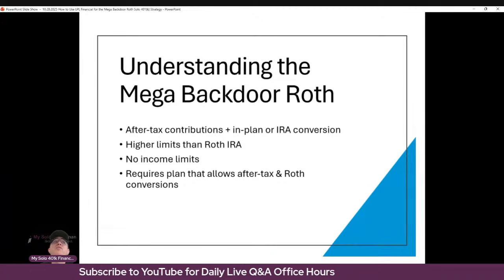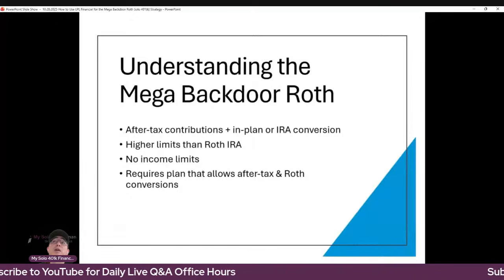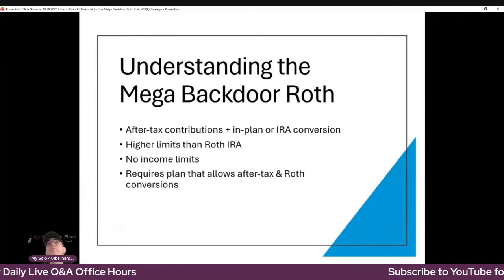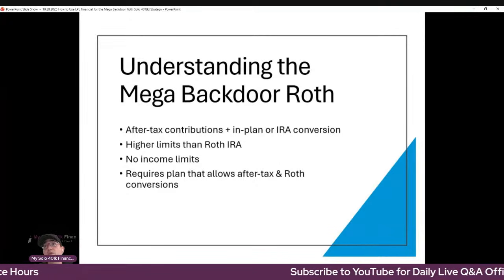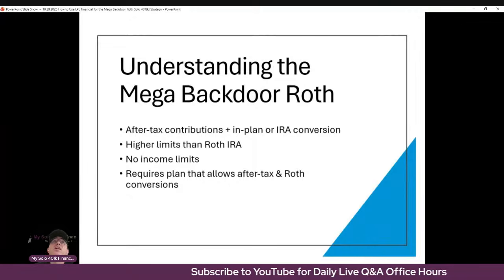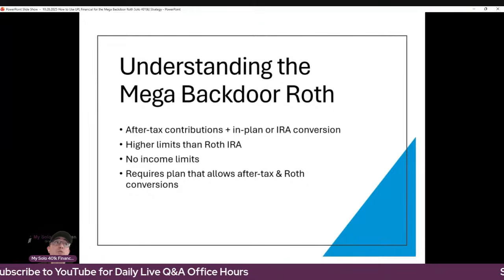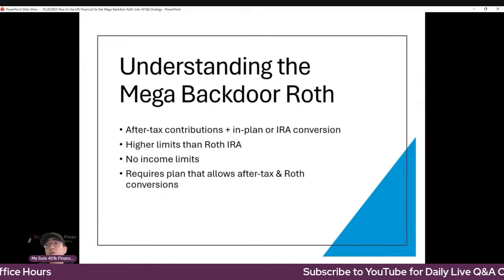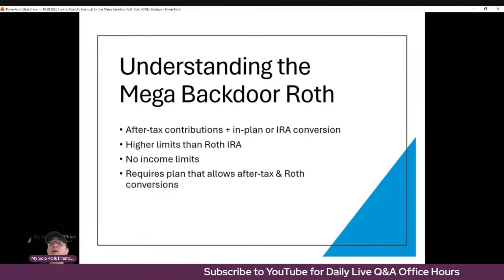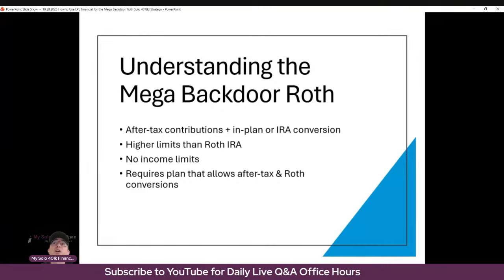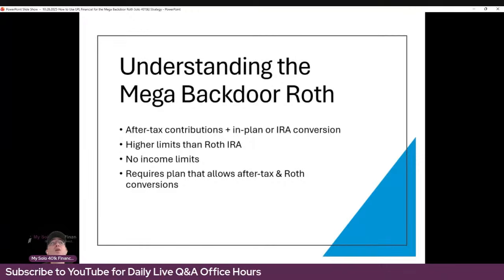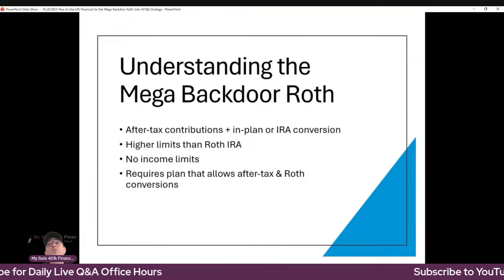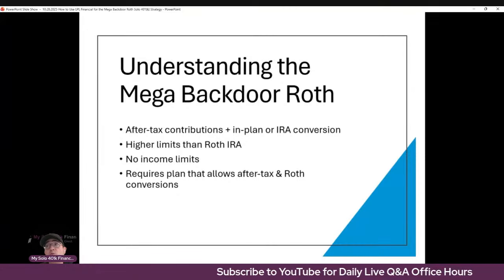Now there are some great features or advantages of a Mega Backdoor Roth Solo 401k compared to other types of Roth accounts. For example, it has much higher limits, 10 times how much one can contribute to a Roth IRA, and multiple times how much one can contribute to a Roth 401k. That's because the voluntary after-tax solo 401k contribution limits would allow you to contribute all the way up to the overall limit, for example, $70,000 for 2025.